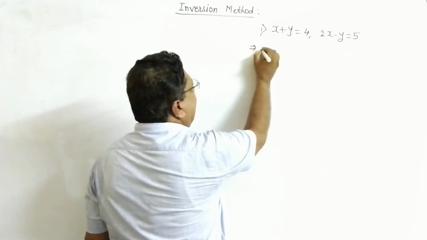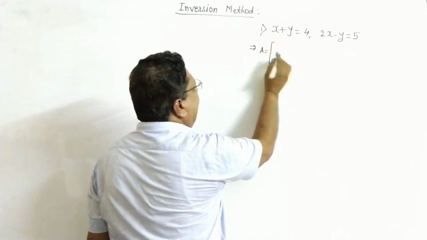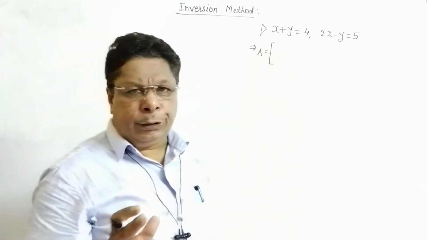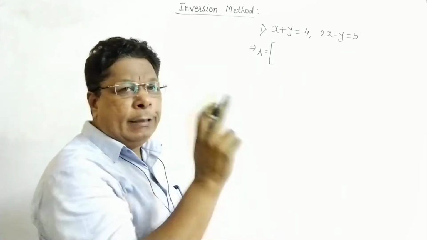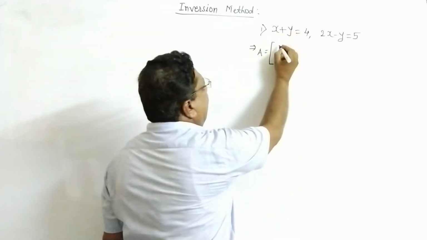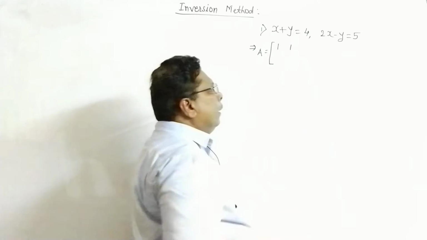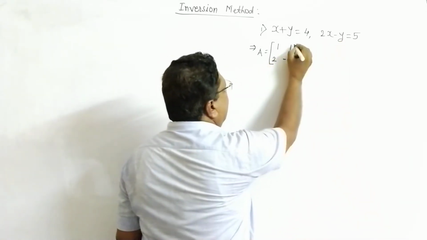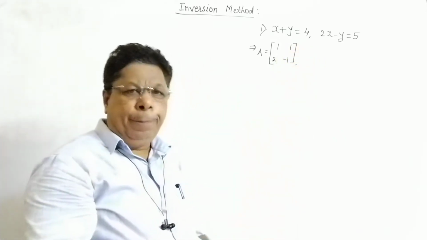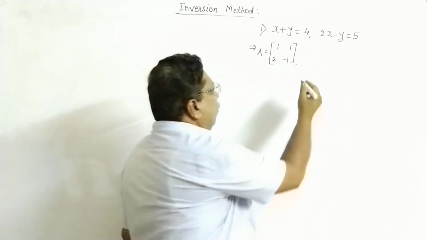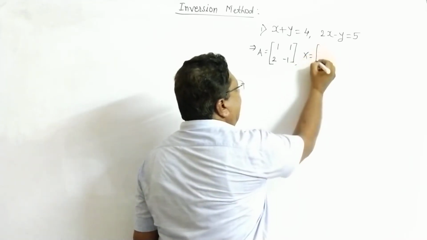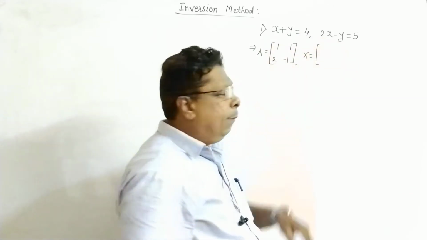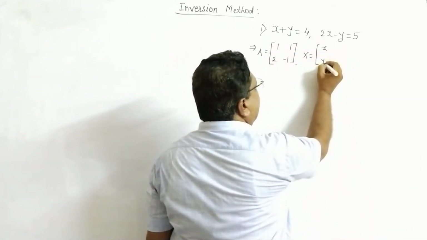First matrix A. What is the matrix A? A is the coefficient matrix. Write down the coefficients of x and y. Coefficients of x and y are 1, 1. Here the coefficients of x and y are 2 and minus 1. So A is the coefficient matrix. Then write down X. X is the variable matrix. Variables are x and y.